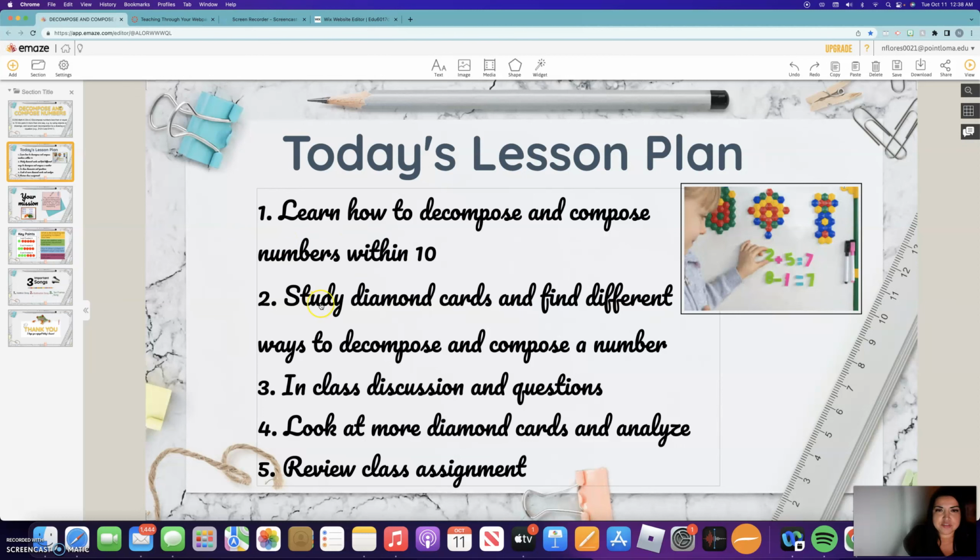Number 2, you will study diamond cards and find different ways to decompose and compose a number that you see on the diamond playing card. Number 3, you will have in-class discussion and we will be answering some questions. Number 4, we will look at more diamond cards and analyze them. What groups can I put together to make this number and how can I break up the number? So that we can decompose and compose that number. Number 5, we will review our class assignment.